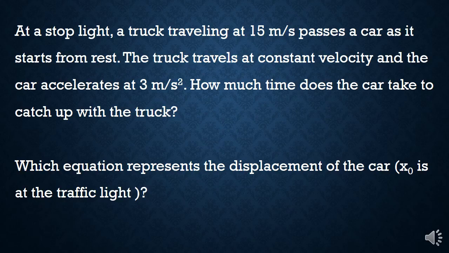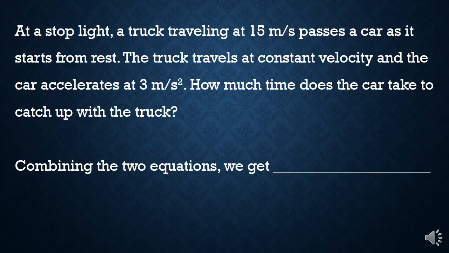Now you want to figure out which equation could represent the displacement of the car. We know that the car started from rest and has a constant acceleration of 3 meters per second squared. So which could represent the displacement of the car? Now that we have those two equations, we need to combine them to get one equation so that we can solve for time. Which of the equations below could be the combination of these two equations?